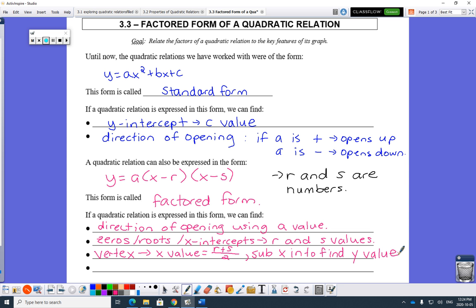Once you have the vertex, then you can do the axis of symmetry. And I'm even going to sneak in optimal value. You can do the optimal value, right, as well.